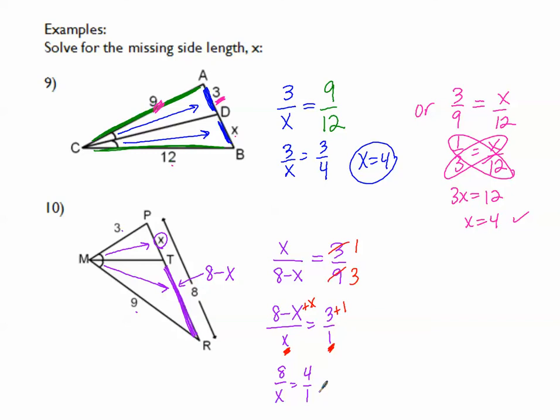Now I can cross multiply. 4 times x equals 8 times 1. Dividing by 4, x equals 2. Good job.